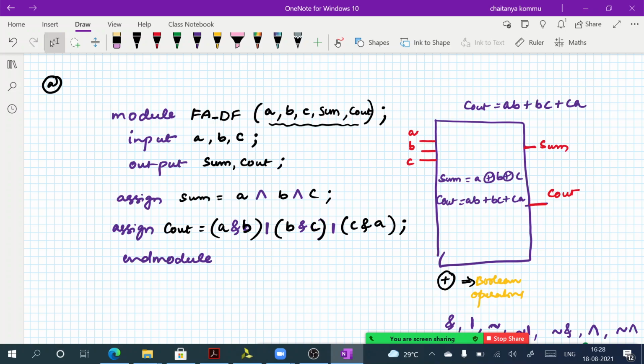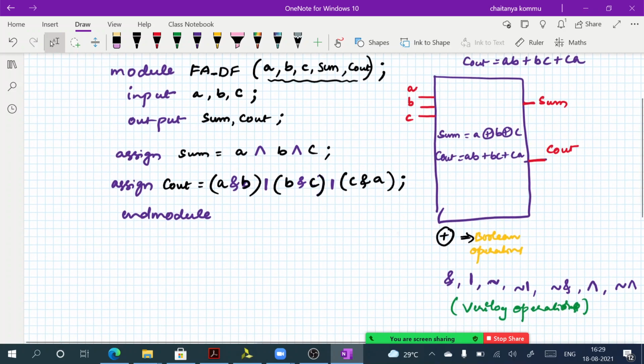So a lot of labor is reduced if you are using data flow modeling, something like this. Of course, if the number of inputs increases, this is also not advisable. But for small circuits, data flow modeling is very simple. We don't bother about the construction or internal structure of the digital circuit. If you know the equations, that is more than sufficient.